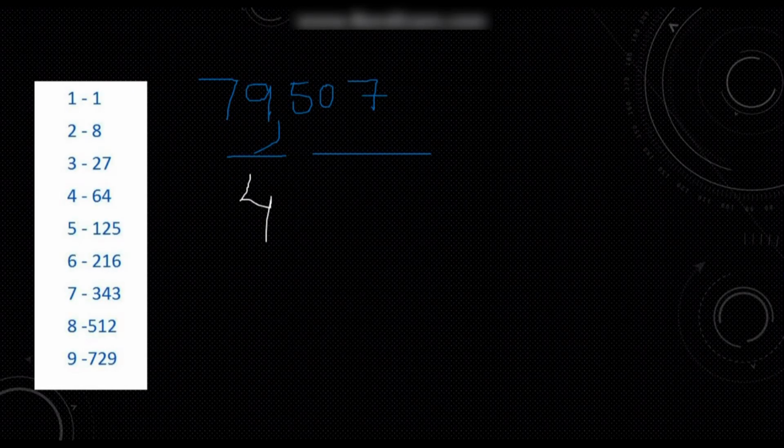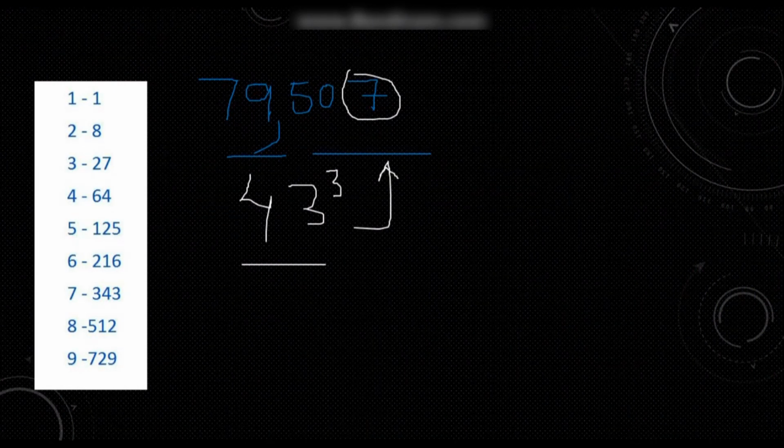And now here we got a 7 at the end. If you remember from the earlier slide, I said that 7 has a partner, 3. So when we get a 7 here, blindly put 3. So that's the answer. 43 cubed is 79,507. That's how we do it.